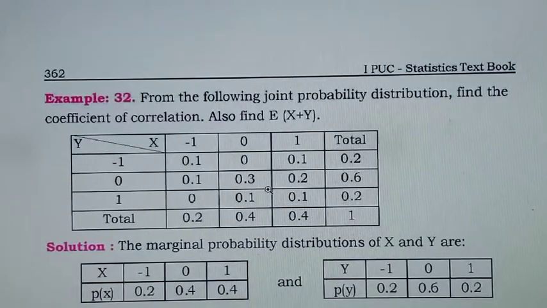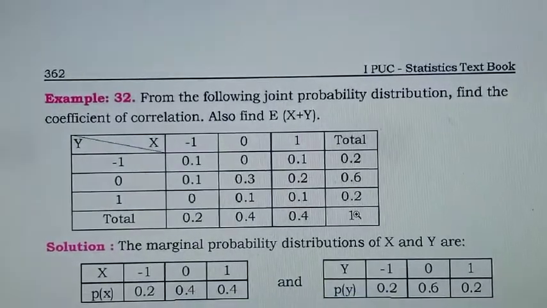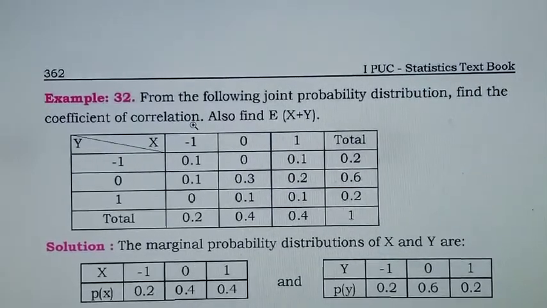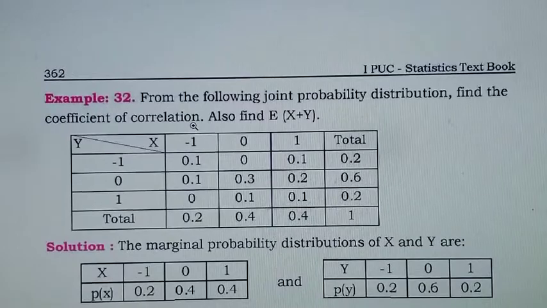You all know that the total probability is always equal to 1. See here, the 1 you can see is the total probability. Am I clear? Now this is the table given. Using this table we need to find the correlation coefficient. To calculate the correlation coefficient we need covariance of x comma y, that is the first value, and then variance of x and variance of y. We need those three terms, then only we can calculate the correlation coefficient. At the same time, we need expectation of x and expectation of y.